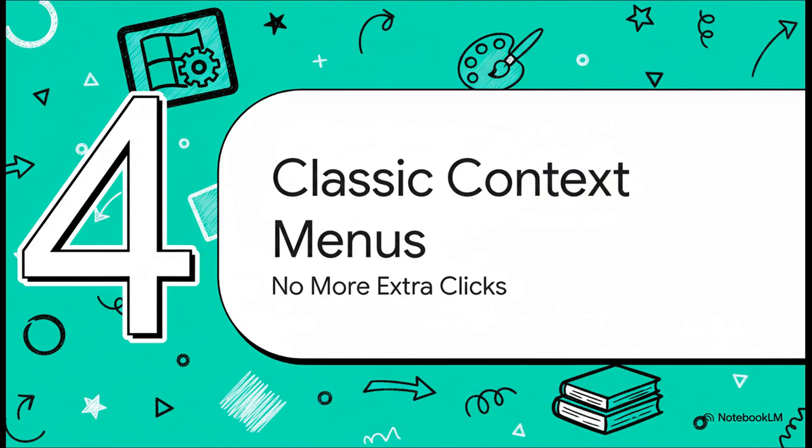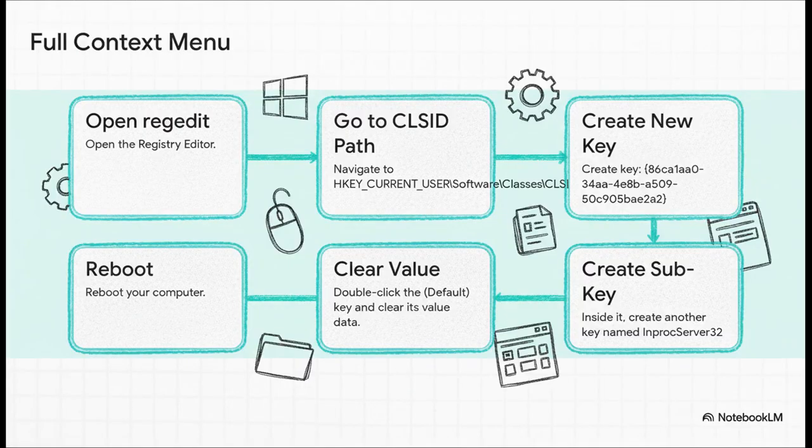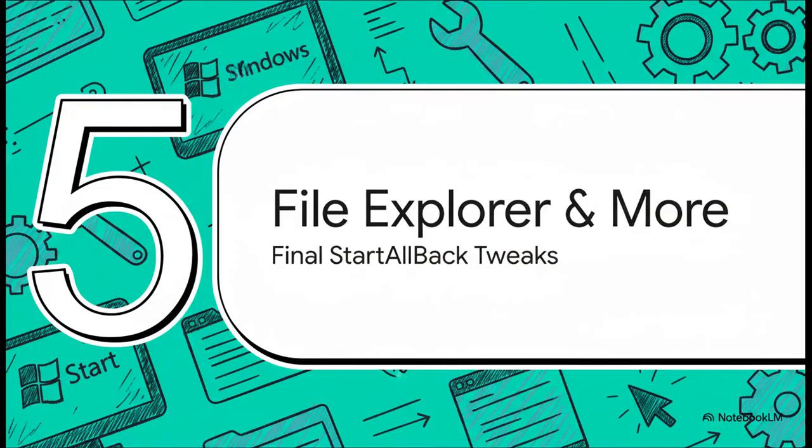All right, let's get back to fixing things that really impact your workflow. Next up, that annoying Show More Options context menu we talked about earlier. We're going to get rid of that extra click for good. This is another registry tweak, but don't worry, it's a fantastic one with no real downsides. You'll create a couple of new keys at this specific location, leave the final value blank, and then reboot. After this, a single right click will bring up the full classic context menu every single time. Beautiful. We're in the home stretch now.